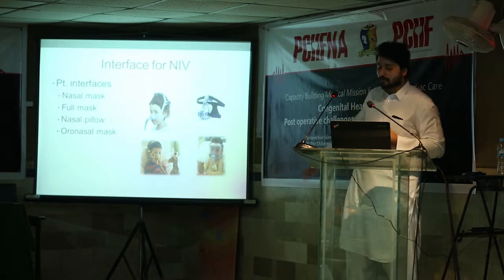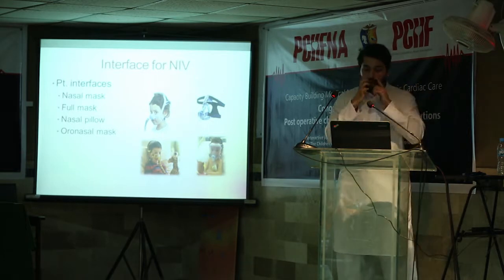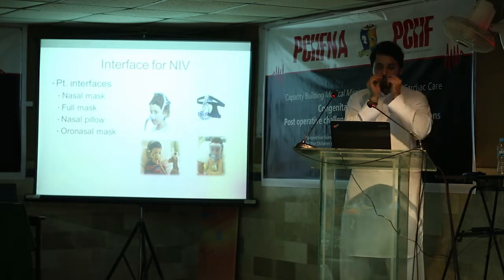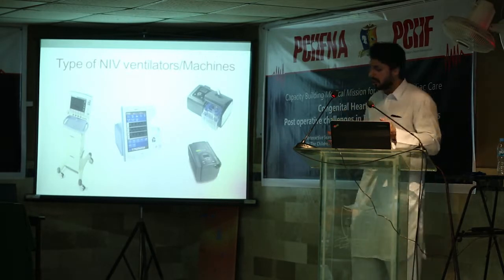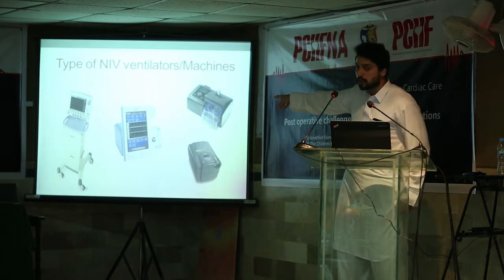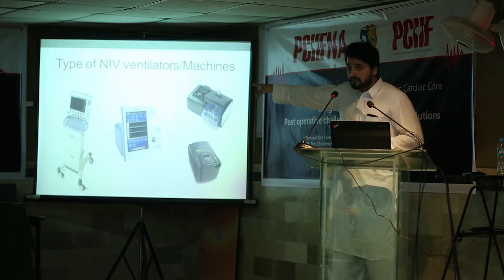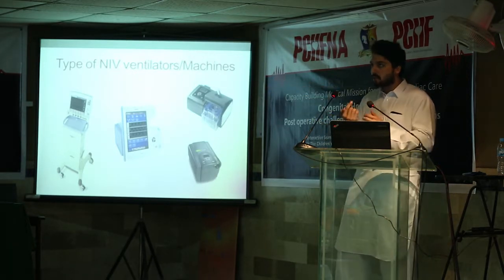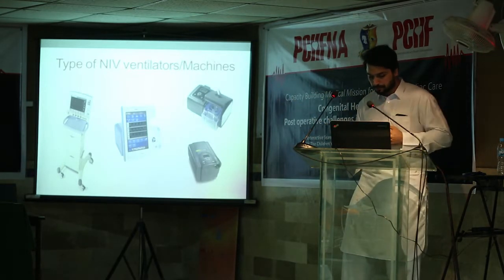These are the interfaces for NIV, the masks. We have the nasal mask, the nasal pillow, the oronasal mask, and the full face mask. The nasal mask goes here, and the nasal pillow is like a nasal cannula. These are some of the NIV machines. This one is usually for home care, the black one. This is the one we use in emergencies. It has slightly more advanced modes and is stronger. Some ventilators can provide both invasive and non-invasive ventilation. For example, the Servo can be used with an intubated patient, and it can also be used non-invasively, without intubation, just with the mask.